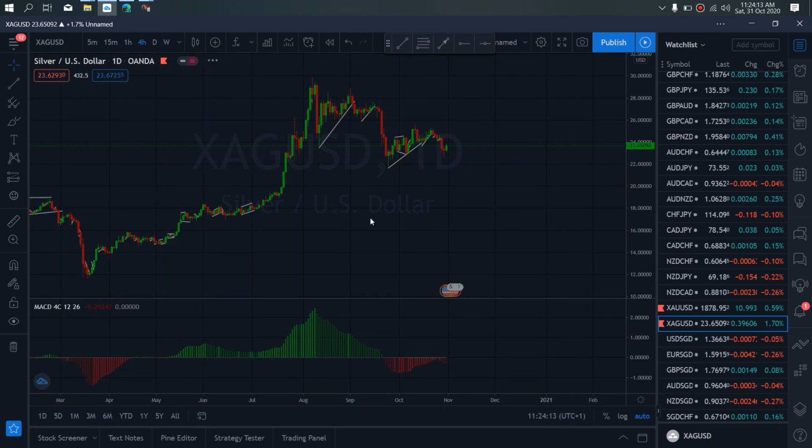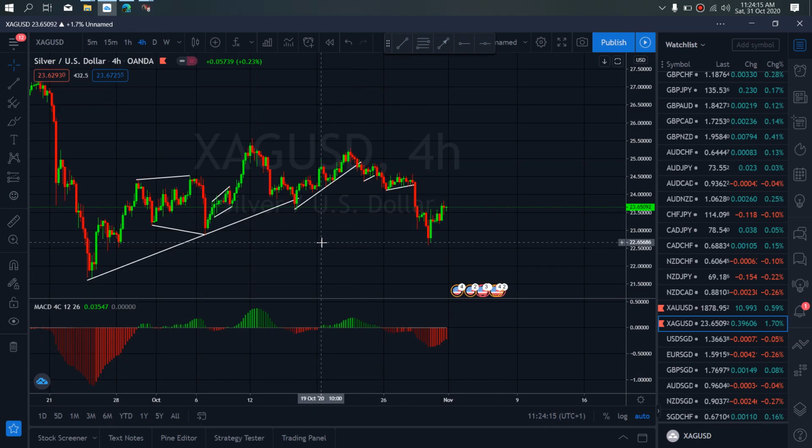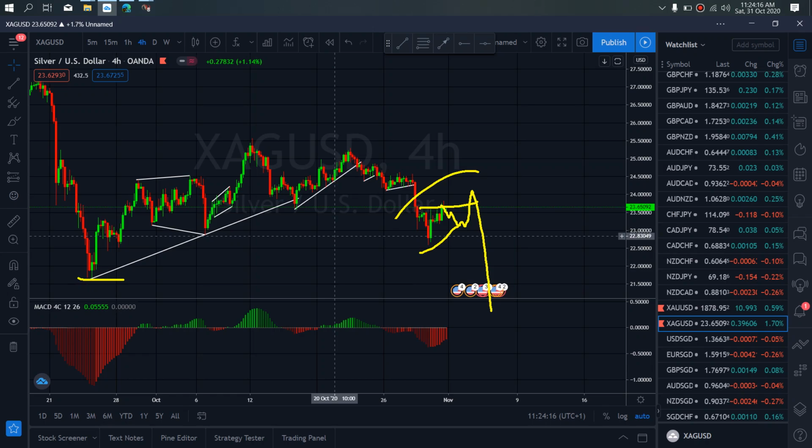We zoom to 4-hour time frame on silver for this week. Silver, the only way I'll be interested in the buy is if I see a complete correction here for some upside. Otherwise, I think silver will correct here, give us a small climb, and then drop down. This is what I expect to retest this low. Set up on silver this week. So I want to watch out for that.